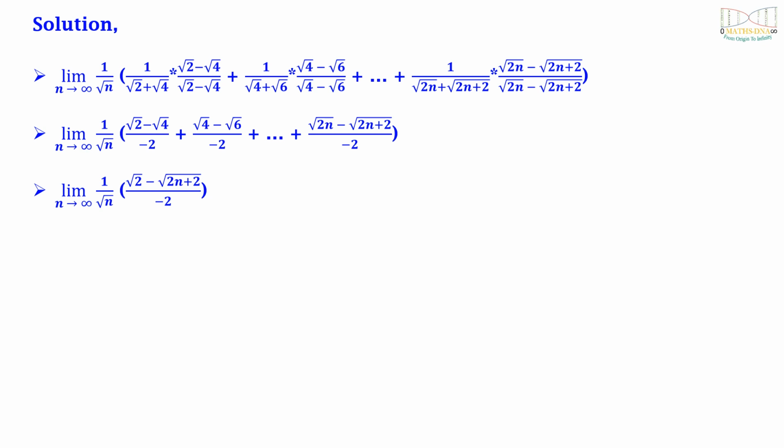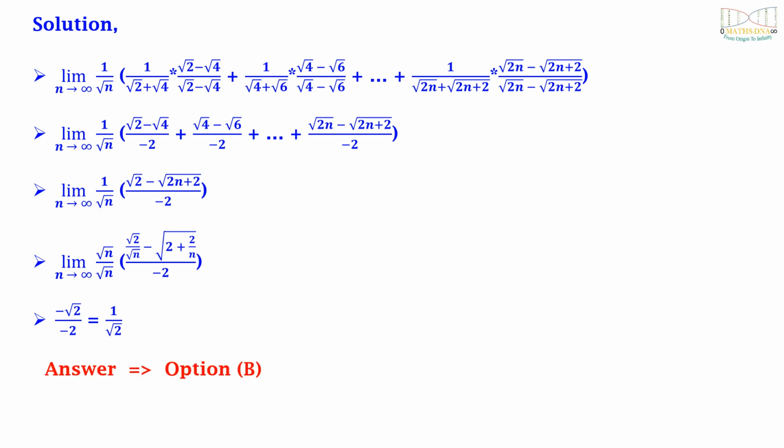Taking n common, we get limit n tends to infinity root n by root n [root 2 by root n minus under root 2 plus 2 by n] divided by -2, which equals minus root 2 by -2, which equals 1 by root 2. Therefore, the correct answer is option B.